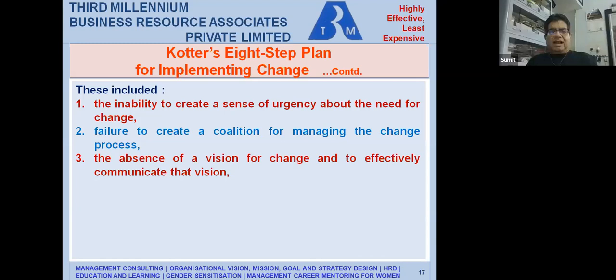So that vision for change and how you communicate. And part of that communication has to be able to make the other person understand how going through this change will be beneficial to them.